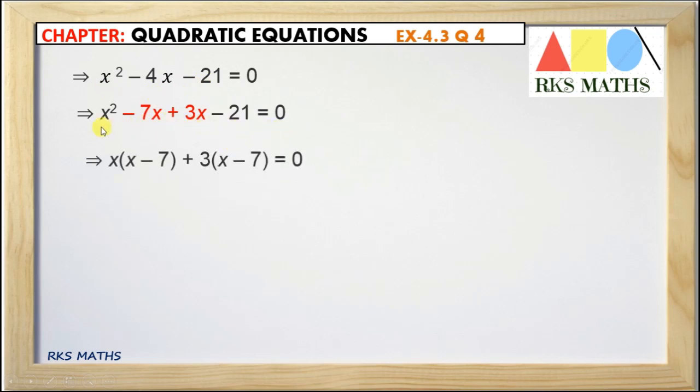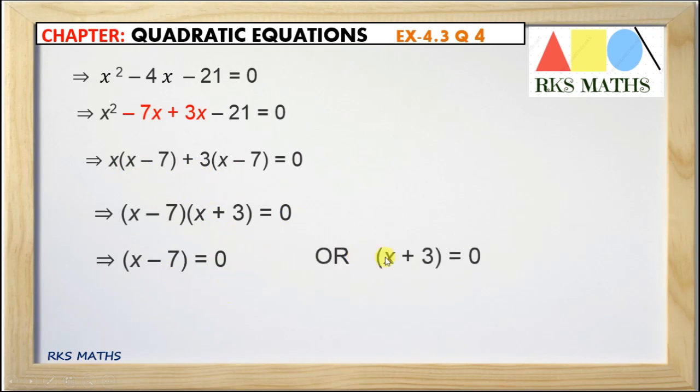Continuing further, take x common from the first two, that is x into (x minus 7), plus take 3 common from these two, that is 3 into (x minus 7), is equal to 0. Further taking (x minus 7) common, it will become (x plus 3) equal to 0. So that means either x minus 7 will be 0 or x plus 3 will be equal to 0. From here we get x is equal to 7 and from here we get x is equal to minus 3.